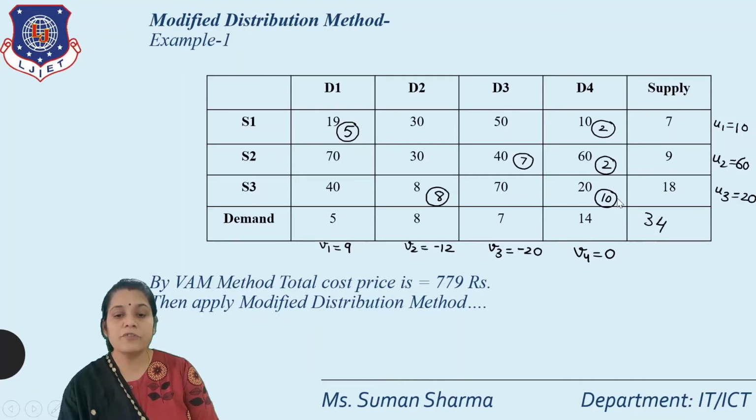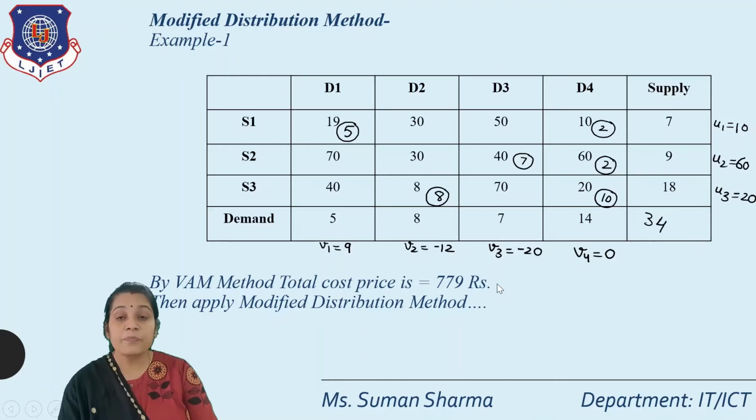Before finding the optimum solution, first you check that the given problem is a balanced transportation problem, that means the supply and demand are equal. Then we use the transportation problem, that is the balanced transportation problem. So first we find the total cost, that means the feasible solution with the help of the VAM method is 779 rupees. And what is the process? The process is 19 into 5 plus 10 into 2 plus 40 into 7 plus 60 into 2 plus 8 into 8 plus 20 into 10. Okay, so we have 779 rupees as the total cost.